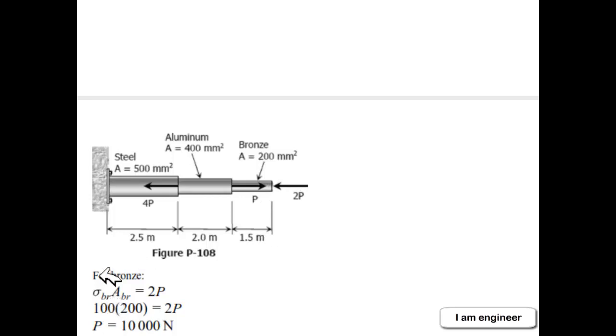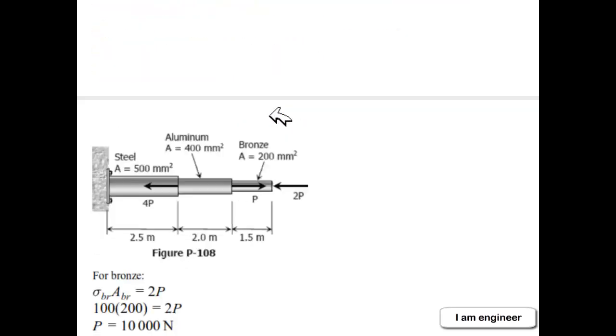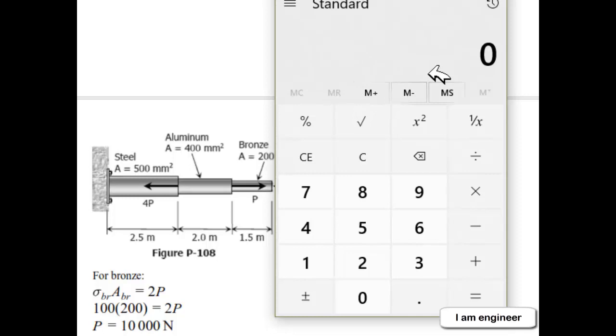Now place the value of stress here, which for bronze is 100 megapascals, and the area is 200 mm square. When you multiply, it's easy, but I'm just doing it for you: 200 into 100, you've got 20,000, and you need to divide it by 2, so you've got 10,000 Newton load.